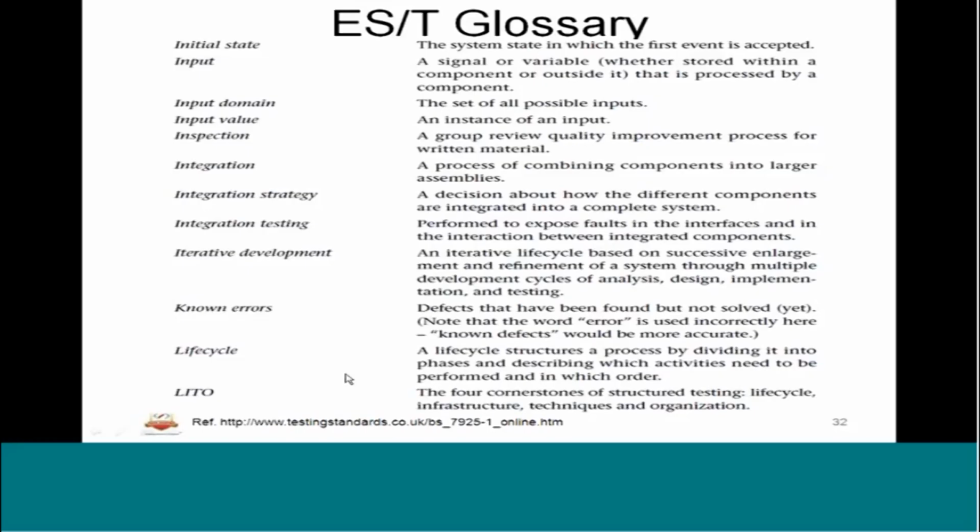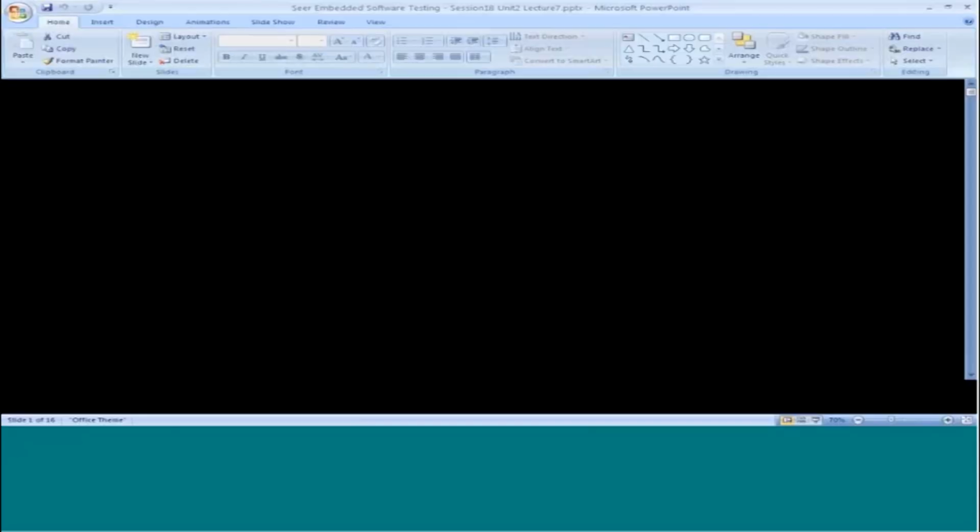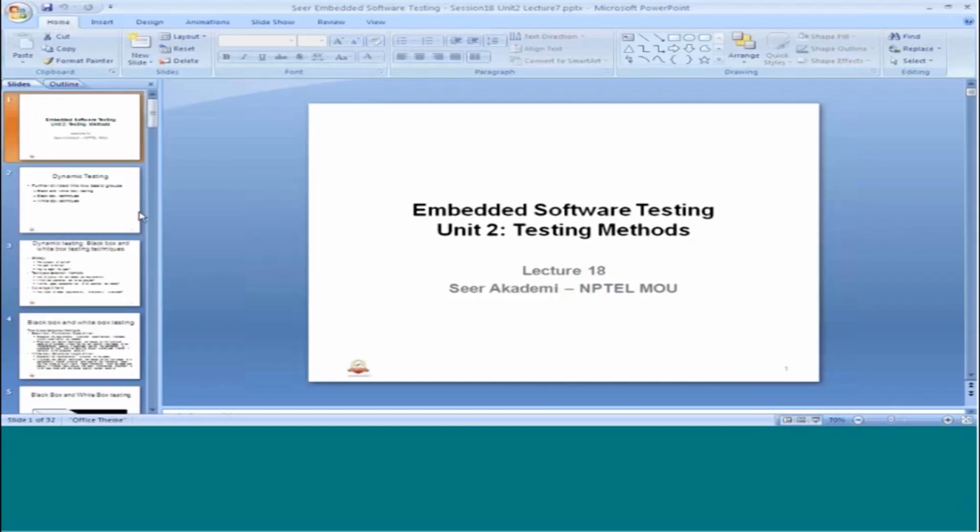Life cycle structures the process by dividing it into multiple phases. LITO we have seen, it's a TMap method where four cornerstones of structured testing are used. LITO means life cycle, infrastructure, techniques, and organization. So that is about the class, lecture 18 as on date. We will continue the white box testing in the next class.